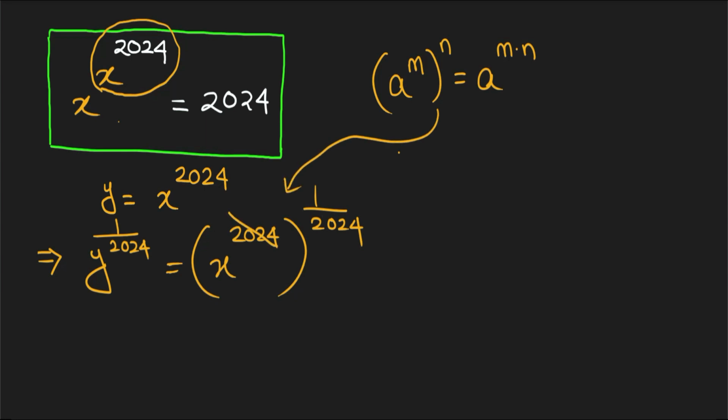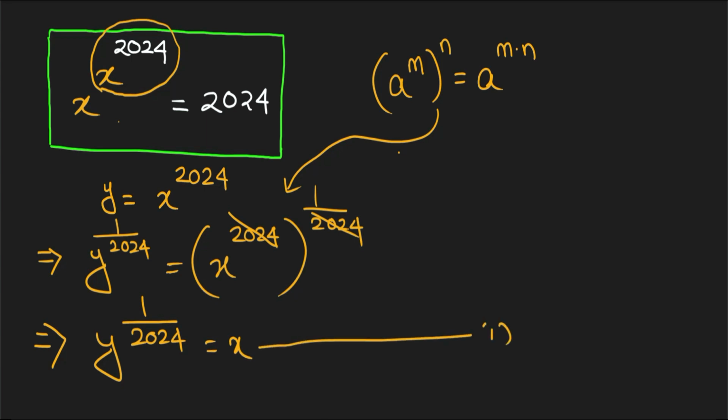So this 2024 and this 2024 will cancel out. Then we can write this as y whole to the power 1 by 2024 is equal to x. Let us consider this as equation number 1.